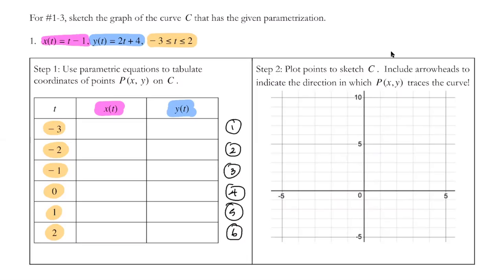I'm going to take -3. I'm going to plug it into the pink equation. So -3 minus 1 gives me -4. I'm going to plug in all the other points, -2, -1, 0, 1, and 2. Okay, that'll give me -3, -2, -1, 0, and 1. Okay. Any questions about how I got those values?